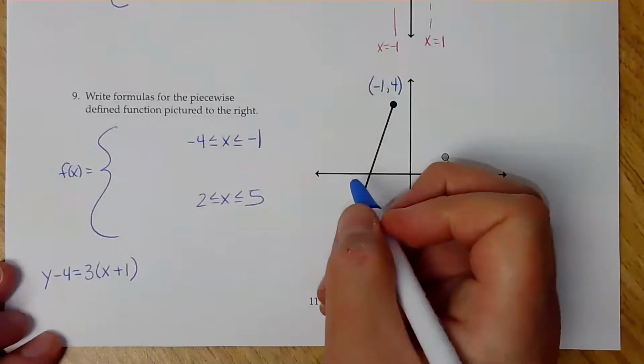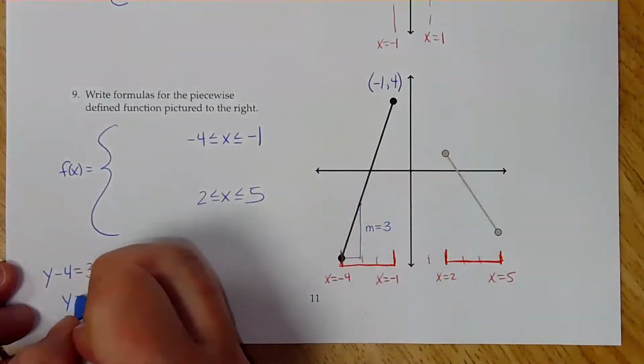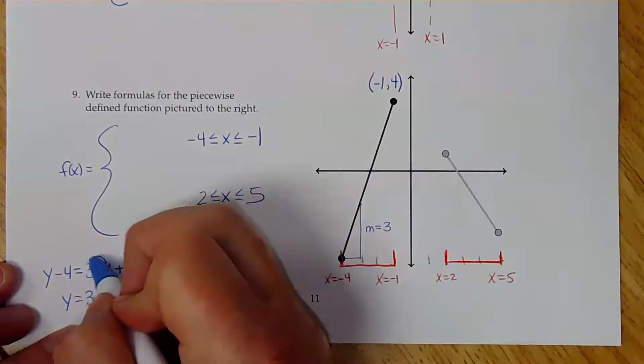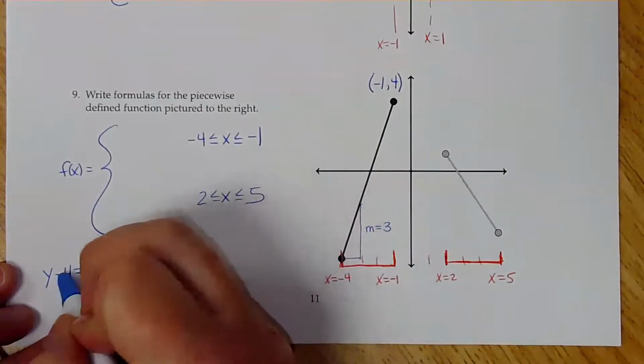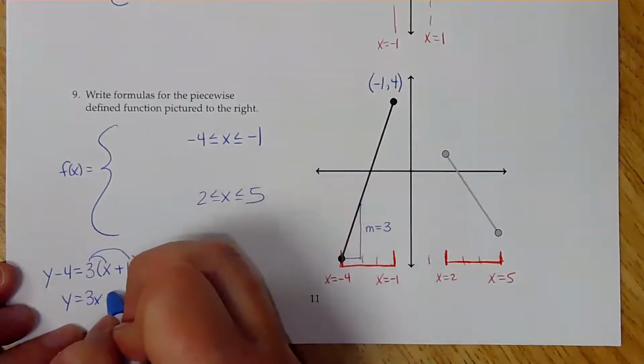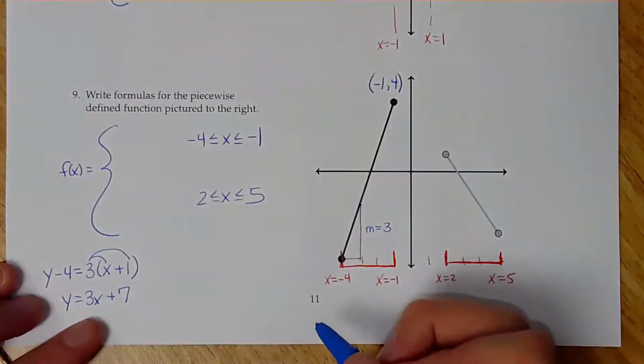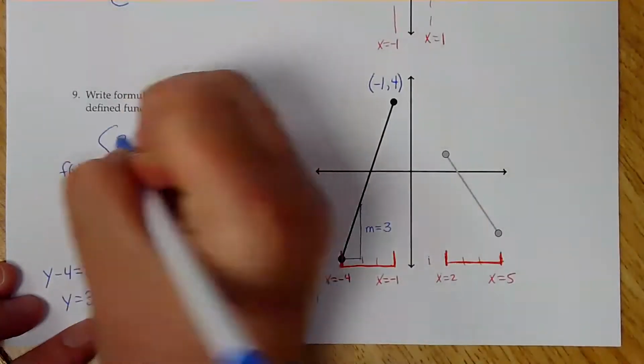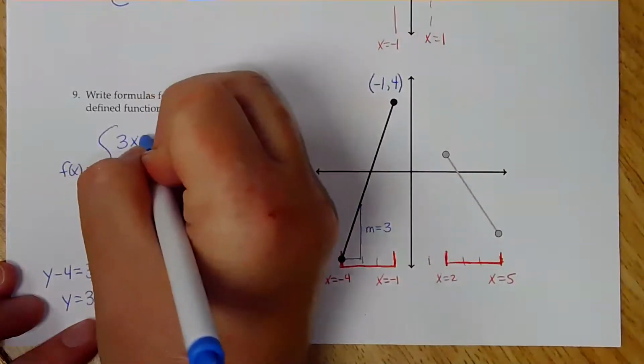And then I do need to solve for y here. So you get y is 3x, and it will be plus 3. And then if I move that 4 over, it'll be plus another 4. So plus 7 altogether. So this first function is 3x plus 7.